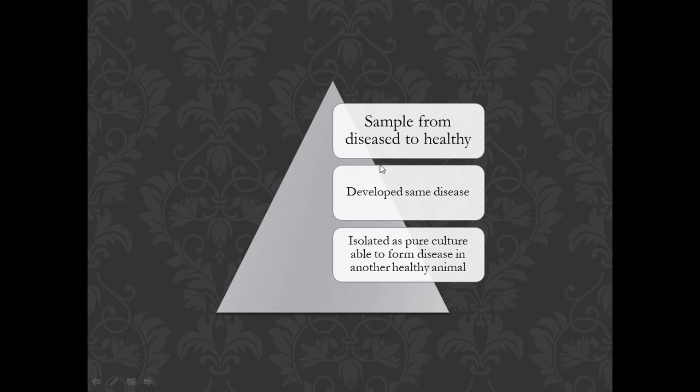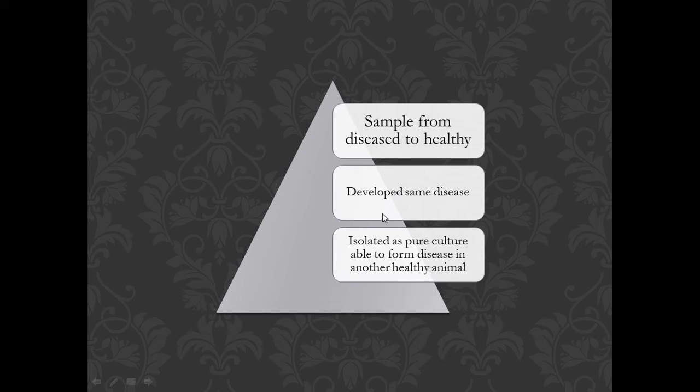Robert Koch took a blood sample from the diseased animal and injected that sample into a healthy animal. Then the healthy animal developed the same disease. Then again he performed the same procedure: he took a sample from the diseased animal and injected it into a healthy animal. He repeated that process several times, and he came to the same result.